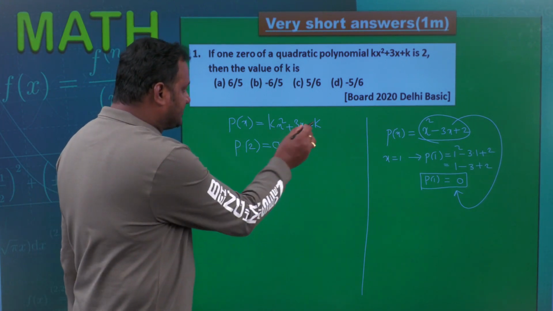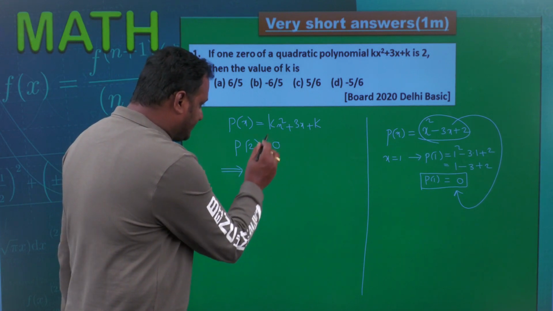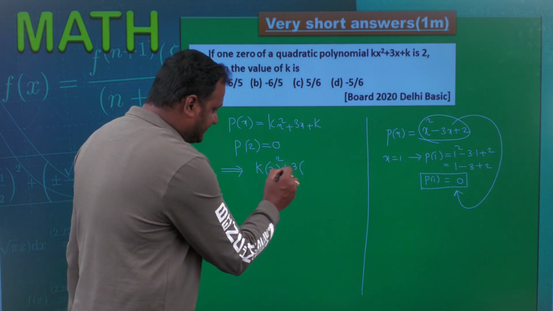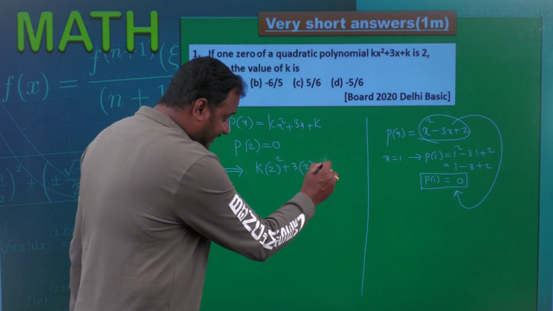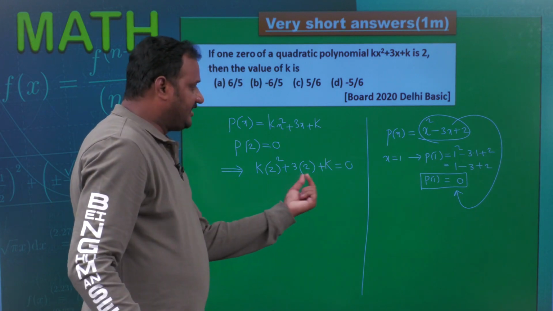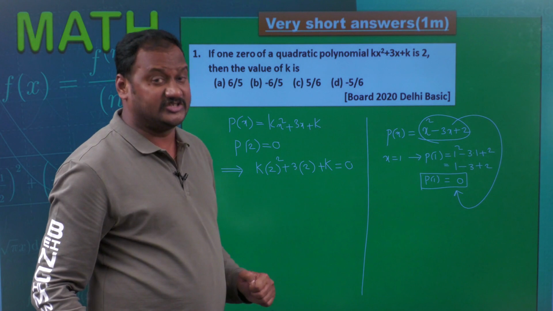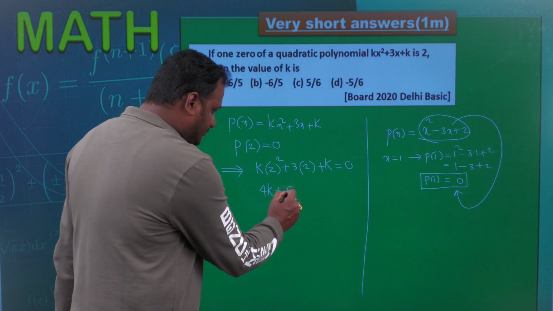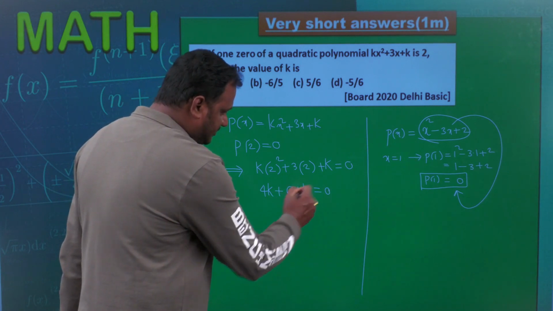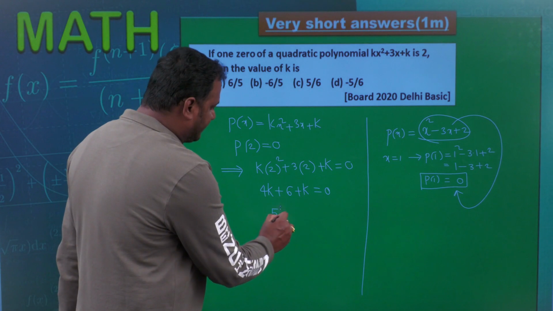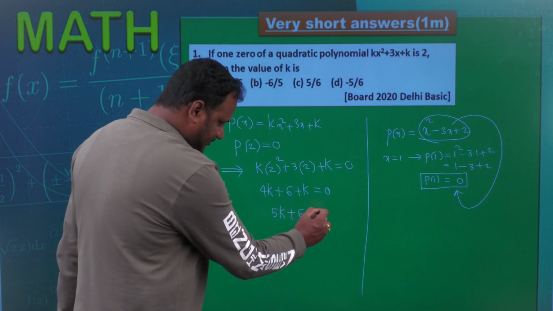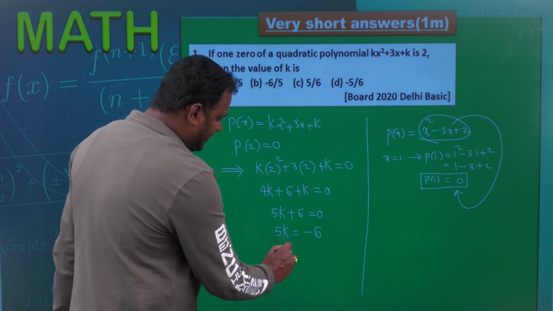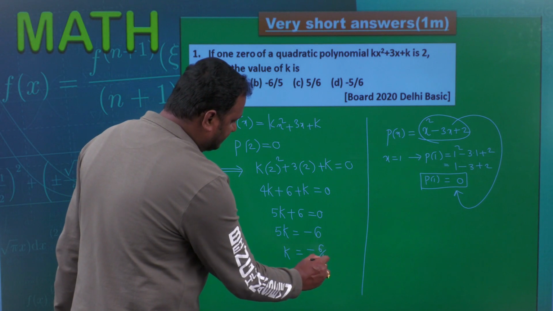So substitute 2 in the place of x and equate with 0. Then it will become k into 2 square plus 3 into 2 plus k, which is equal to 0, because this entire value will become 0 since 2 is a zero of the polynomial. 2 square equal to 4, into k is 4k, plus 3 times 2 equal to 6, plus k is equal to 0. So 4k plus k is equal to 5k, plus 6 is equal to 0. 5k plus 6 equal to 0 means 5k is equal to minus 6, and the value of k is going to be minus 6 upon 5.